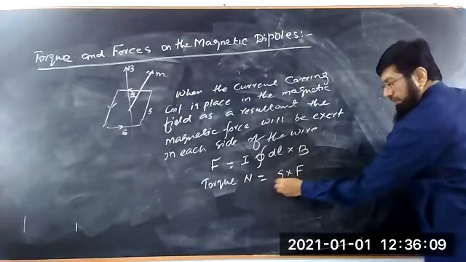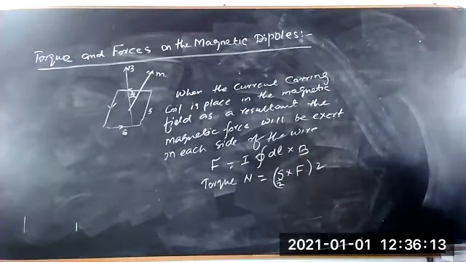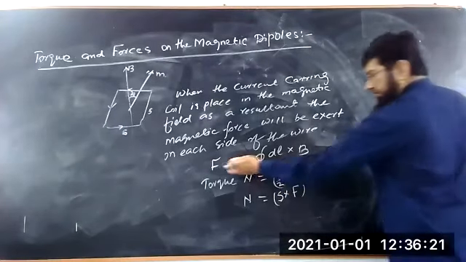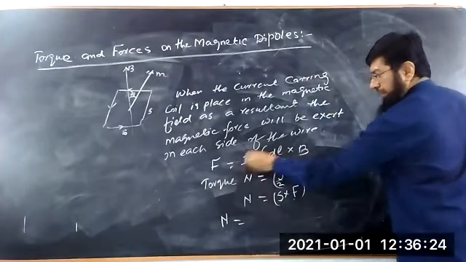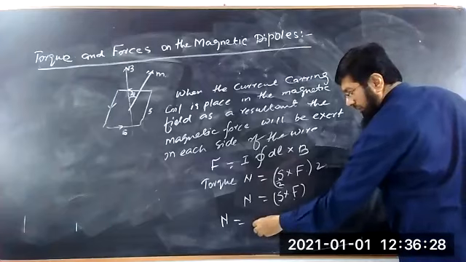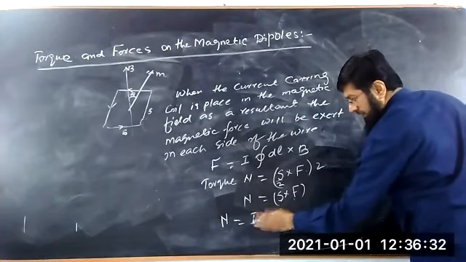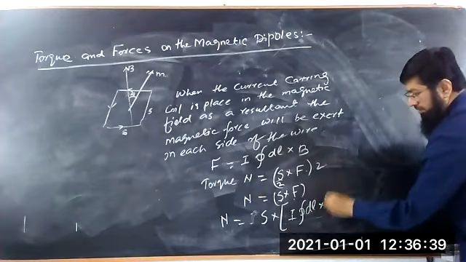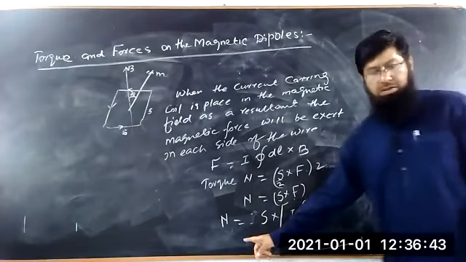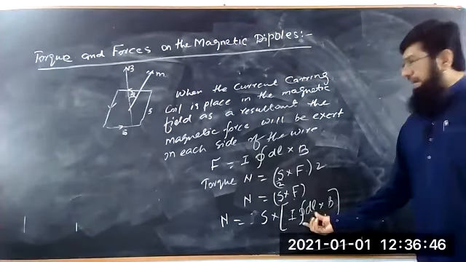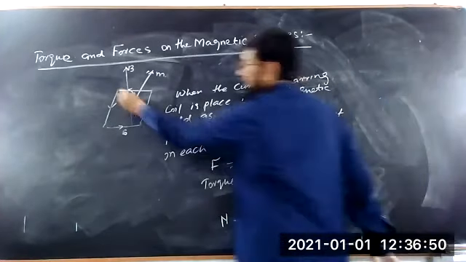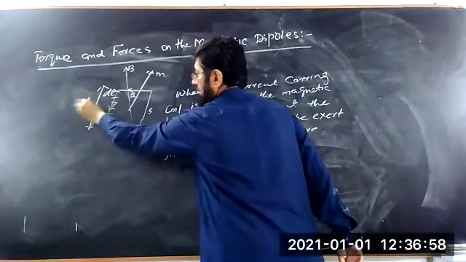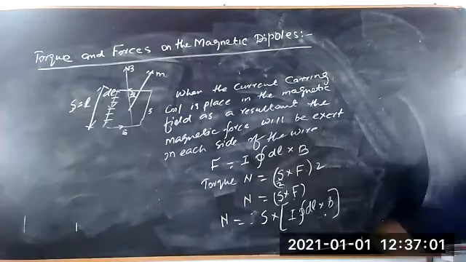So the torque for S by 2 is multiplied by 2, and the total torque is equal to S cross F. Here F is equal to I dl cross B. So in general, the torque is S cross the integral of I dl cross B. Here the total length dl is equal to S.